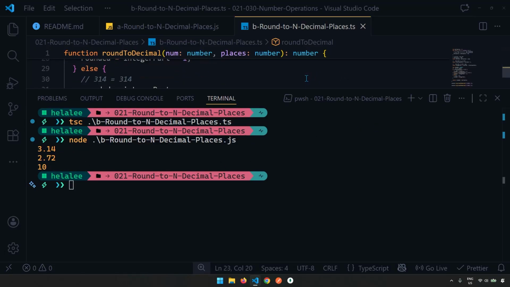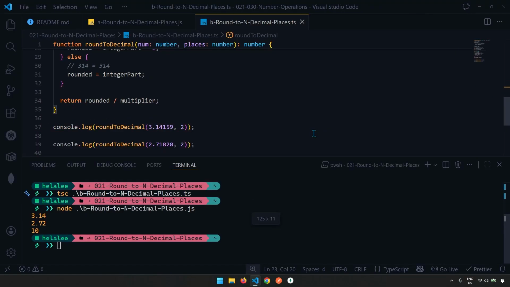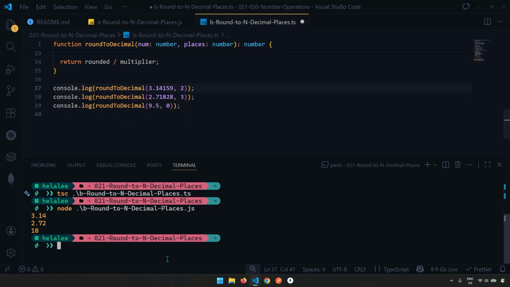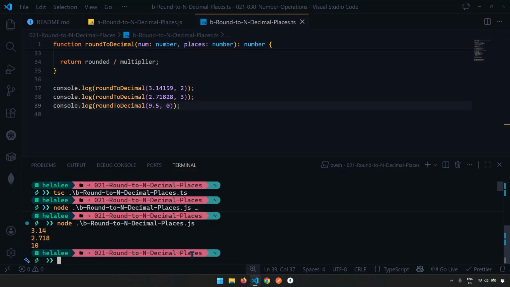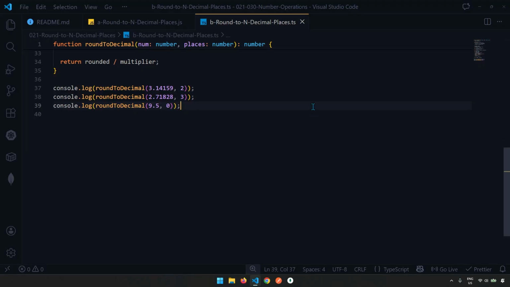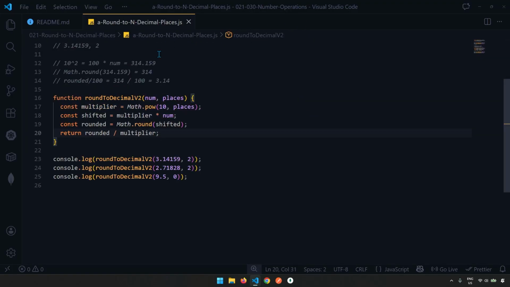But if I were to bring this down, just zoom this out a little bit. And if I say, okay, this is 3 decimal places, get rid of these spaces, save this, click here, TSC, and then node, and then there we go. We got 3.14, and then 2.718, as well as 10. Cool stuff, right? This was TypeScript, as usual, longer, more explanations are required here.